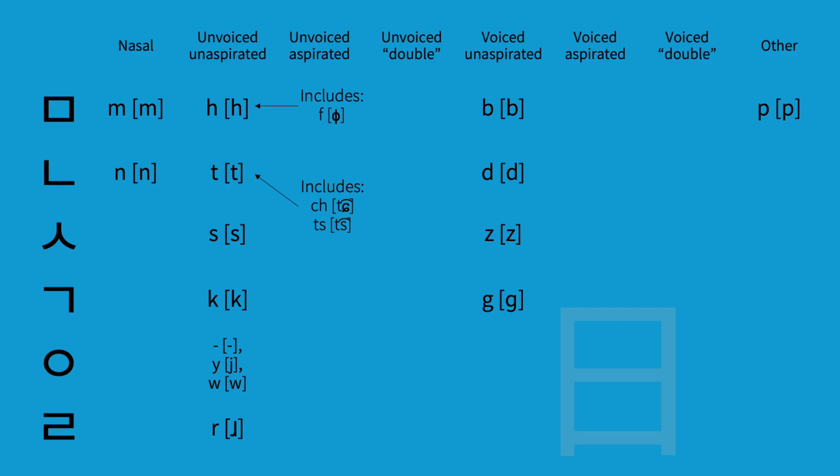Therefore, when referring to the h row, we also include the f consonant. Similarly, when referring to the t row, we also include ch and ts. Also, for the first row, the sound h is not technically the unvoiced version of b.